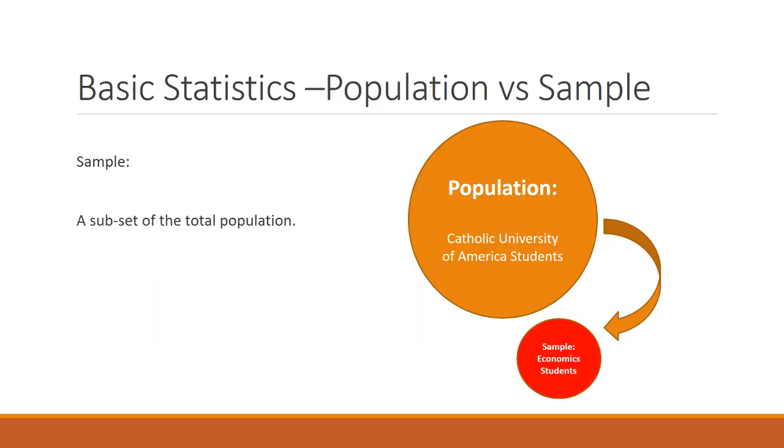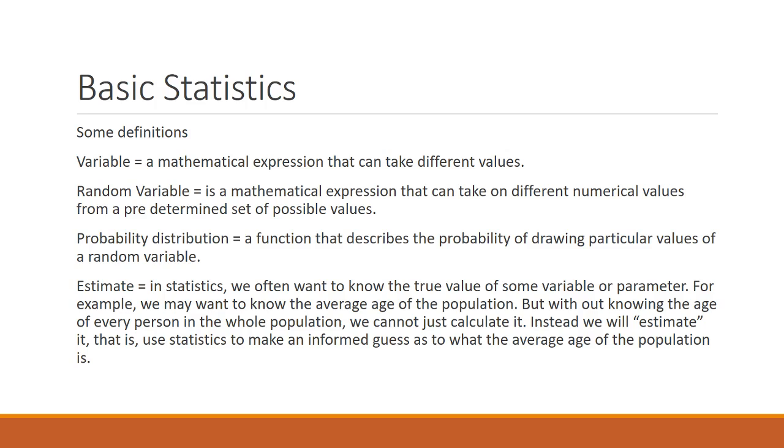Okay, let's think about some basic definitions. I've alluded to some of these before, but let me drive these home. A variable is a mathematical expression that can take different values. A random variable is a mathematical expression that can take different values from a predetermined set of possible values, and they're drawn from this set of possible values randomly.